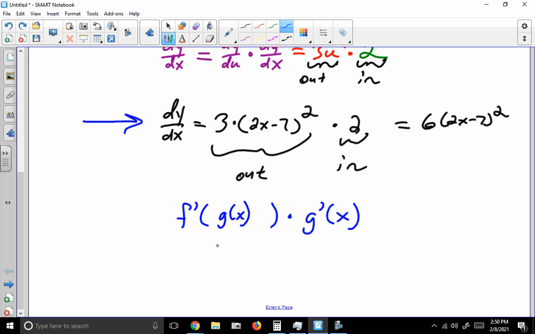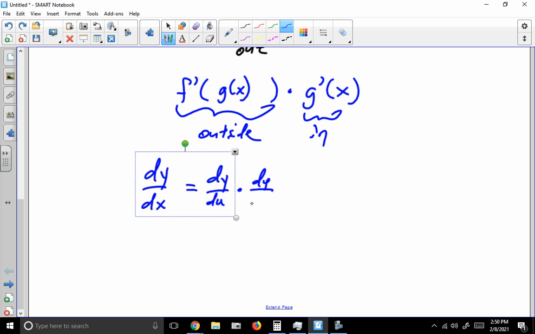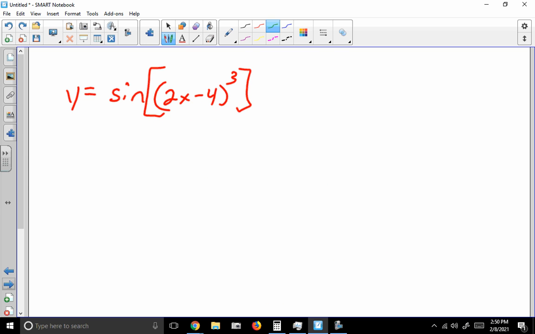So now that we have that, this is the outside, and this is the inside. We saw that could also come from dy over du times du over dx. Especially in this notation, this kind of looks like a little chain. We have 2 layers, but they're connected with this du. Just like when we have a chain, we have 2 different links. They're separate, but they're also connected. Now let's look at this next one, and let's further look at why this is referred to as the chain rule.